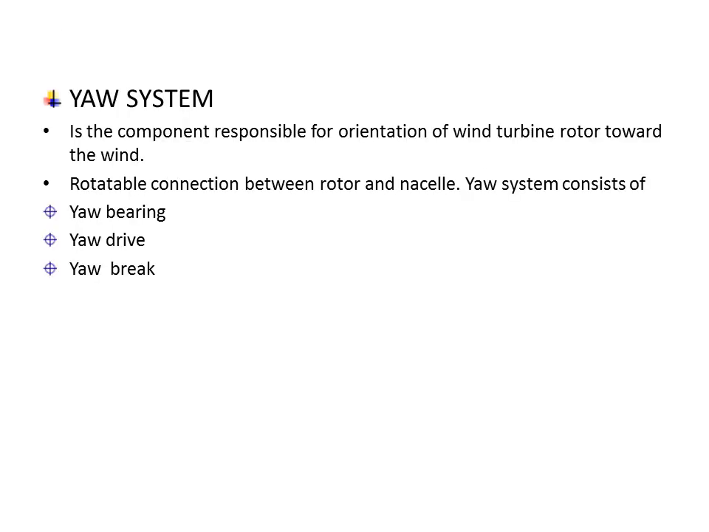The third important component of a horizontal axis wind turbine is the yaw system. Yaw system is a component which is responsible for rotation of the wind turbine rotor towards the wind. It means a rotatable connection between rotor and the nacelle. Yaw system consists of yaw bearing, yaw drive and the yaw brake. Let's discuss these three one by one.